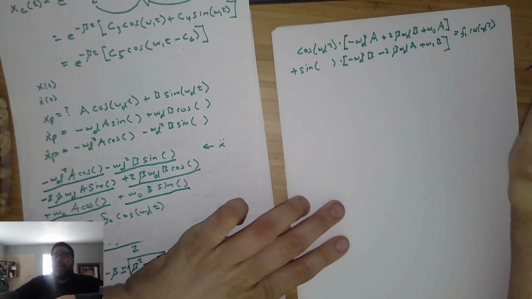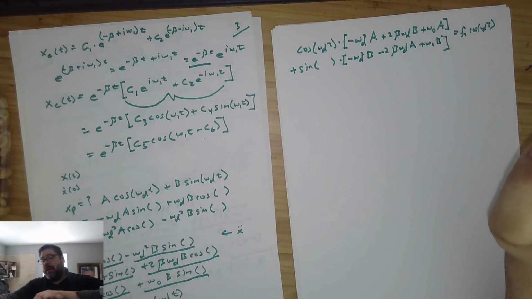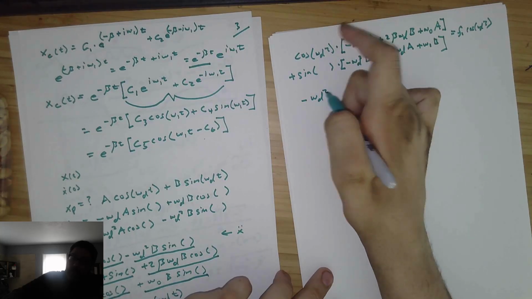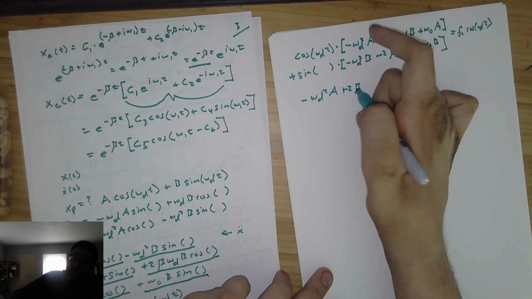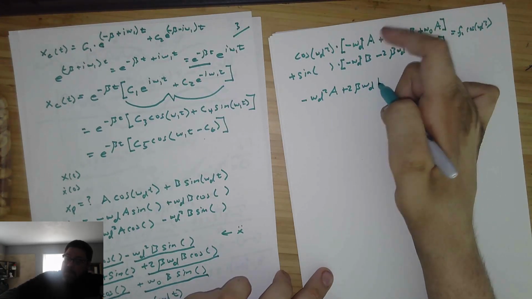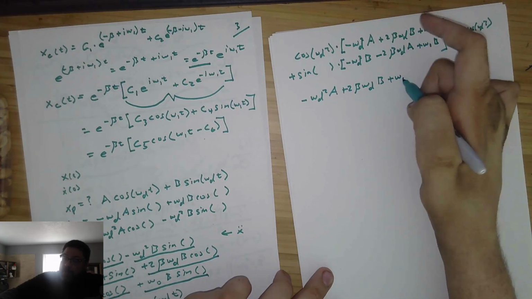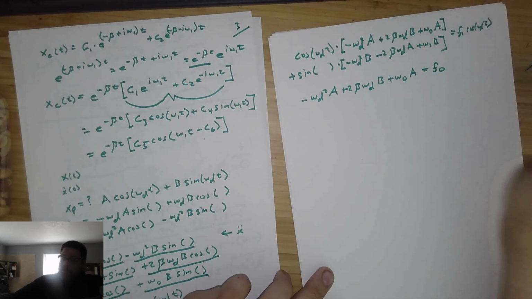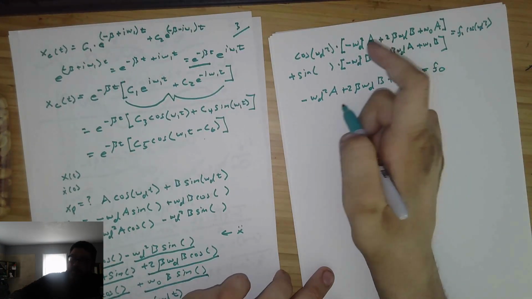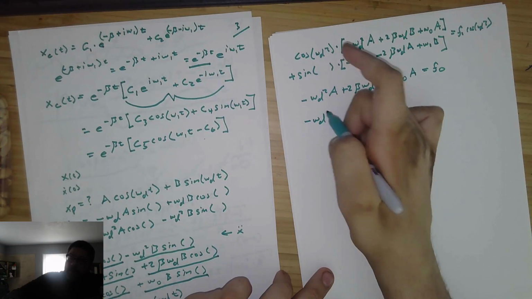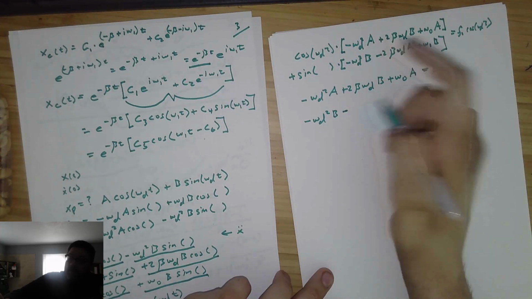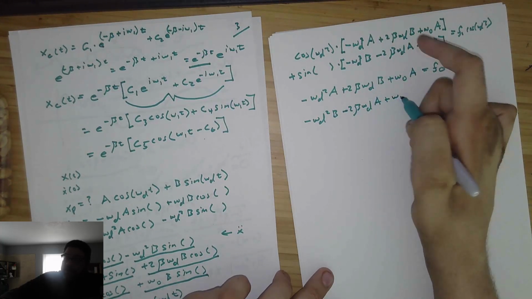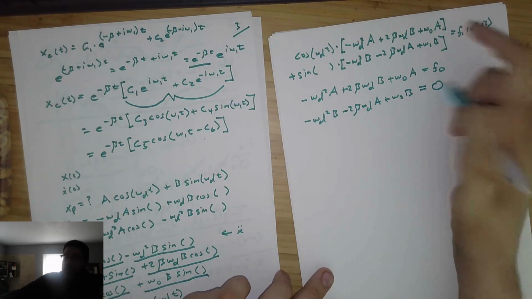And we know that the cosine parts have to equal the cosine parts and the sine parts have to equal the sine parts. And therefore, minus omega d squared A plus 2 beta omega d B plus omega naught A, that's the cosine part, has to equal F naught. We also know that minus omega d squared B minus 2 beta omega d A plus omega naught B has to be equal to 0.